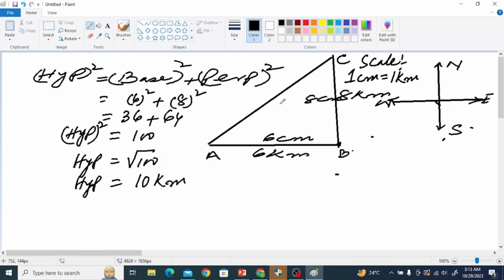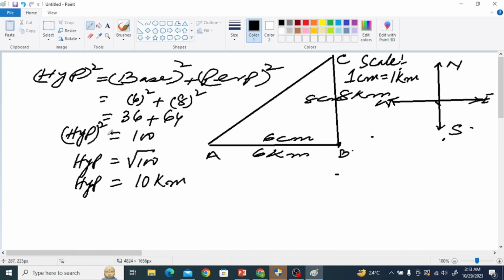Then using the Pythagoras theorem, you can see here that it's a right angle triangle case, and to find this hypotenuse, you have to use the Pythagoras theorem for this right angle triangle. According to the Pythagoras theorem, hypotenuse square is equal to the sum of the squares of the other two sides, that is base square plus perpendicular square. Substituting the values for base and perpendicular, we took the square of these values and added them together, and finally we got hypotenuse square as 100.